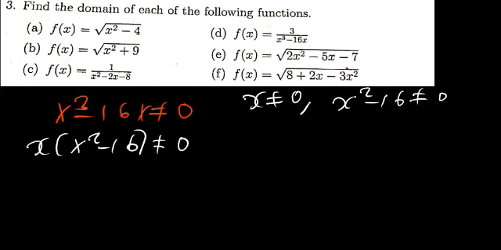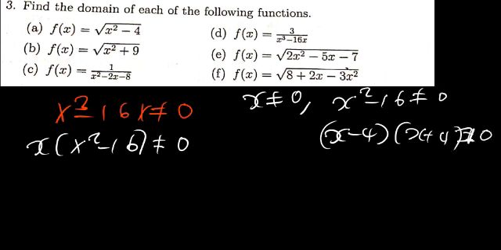Then this is a difference of two squares. Then it can be written as x minus 4 and x plus 4 should not be equal to 0. Or if you want, you can shift 16 to the other side. You're going to get the square root, so it's going to be plus or minus. So x will not be equal to 4 and x will not be equal to negative 4.